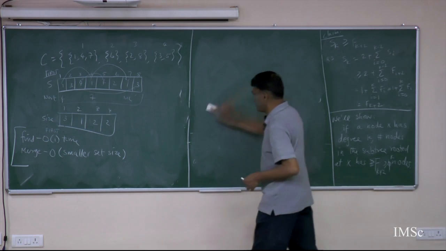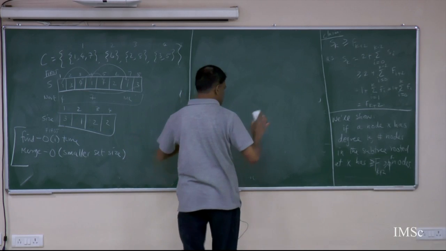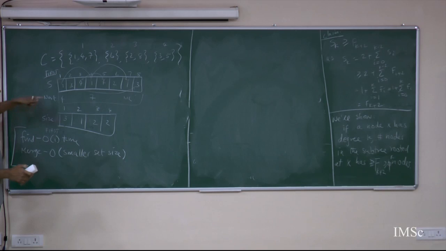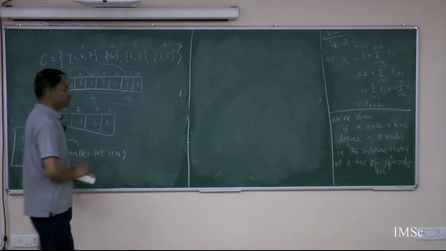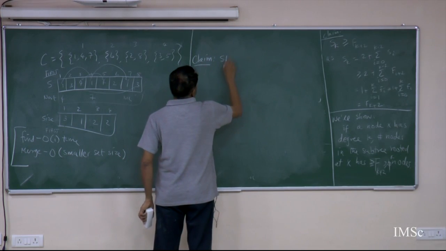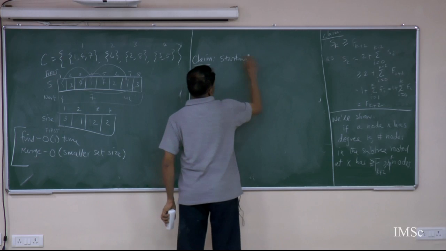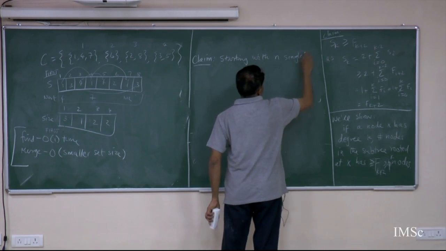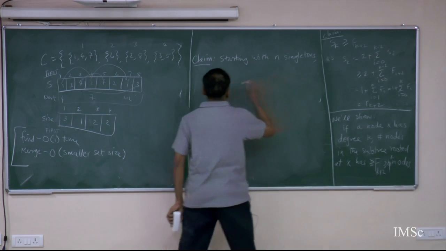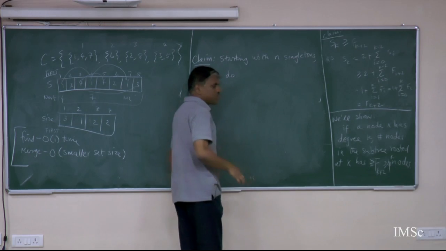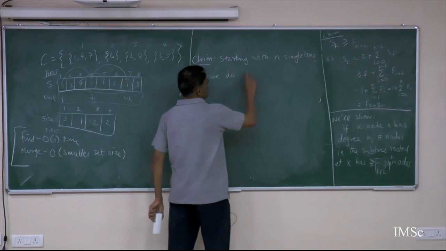So what is my claim? That just with this data structure, so far it's very simple. Just an array, I've built a little bit more, I've sized, and I kept each set in a linked list. That's all. Then I claim, starting with n singletons, if you do, how many unions you said we will do at most? N minus 1, right?